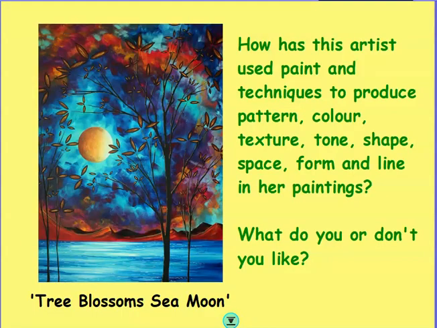So how has this artist used paint and techniques to produce pattern, colour, texture, tone, shape, space, form and line in her paintings? She would have used a whole variety of techniques. Have a little look closely and think about what you think she would have done and which order she would have painted things in. And also think about what you like or you don't like, because that can influence what you're going to do in your painting.